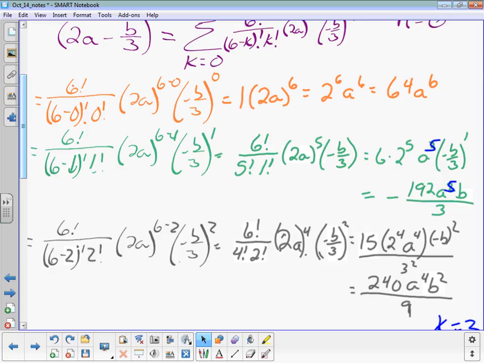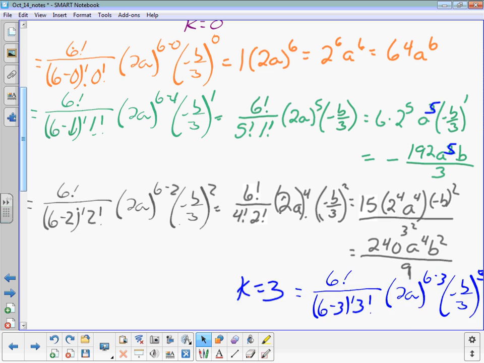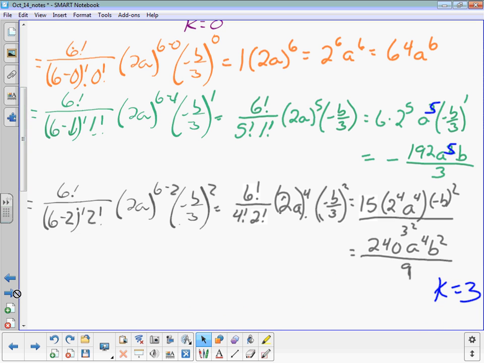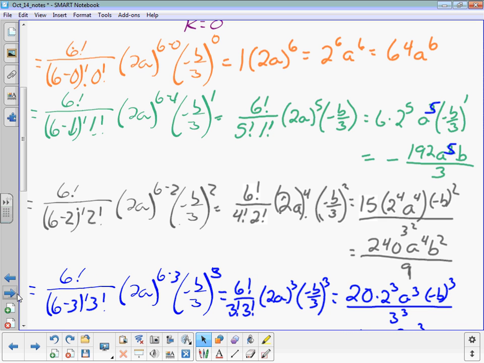Well, now I let k equals 3. I do the whole thing again. I plug it into the formula. Whoops, it kind of dropped along the way there, didn't it? Plug it into the formula. So I got the 6 factorial over the 6 minus 3 factorial, 3 factorial. 2a to the 6 minus 3, negative b over 3 to the 3rd power.